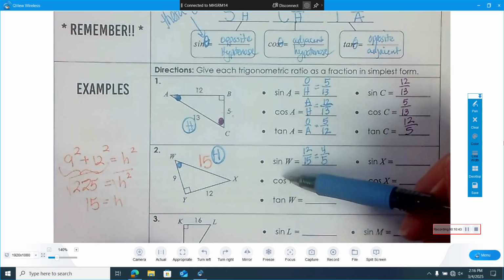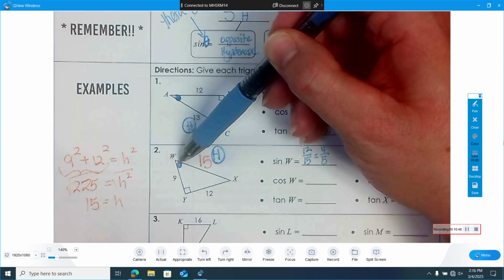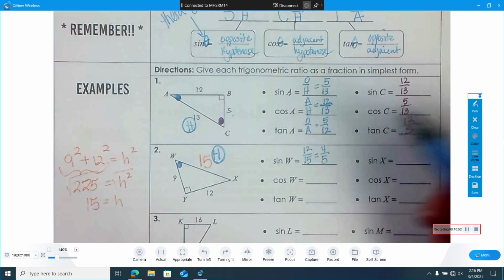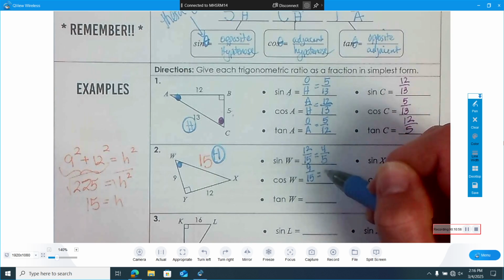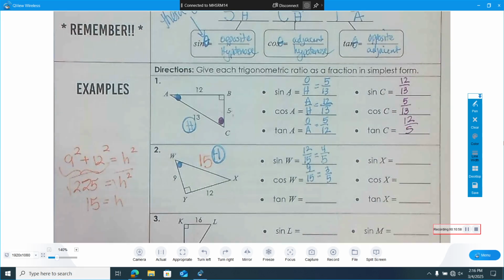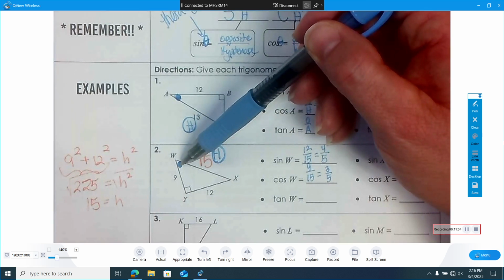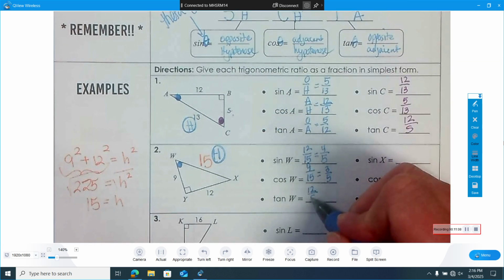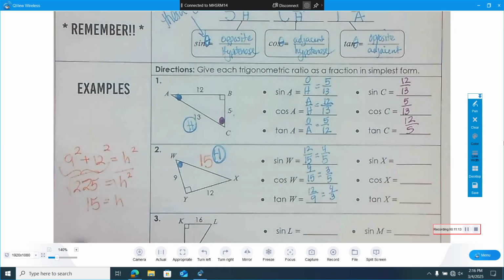What is the cosine ratio according to angle W? 3 over 5. Well, that's true, but adjacent is 9 over 15. 9 over 15 reduces to 3 over 5. Tangent is opposite over adjacent. So what's the opposite over adjacent? 12 over 9, which would reduce to 4 over 3. Good.